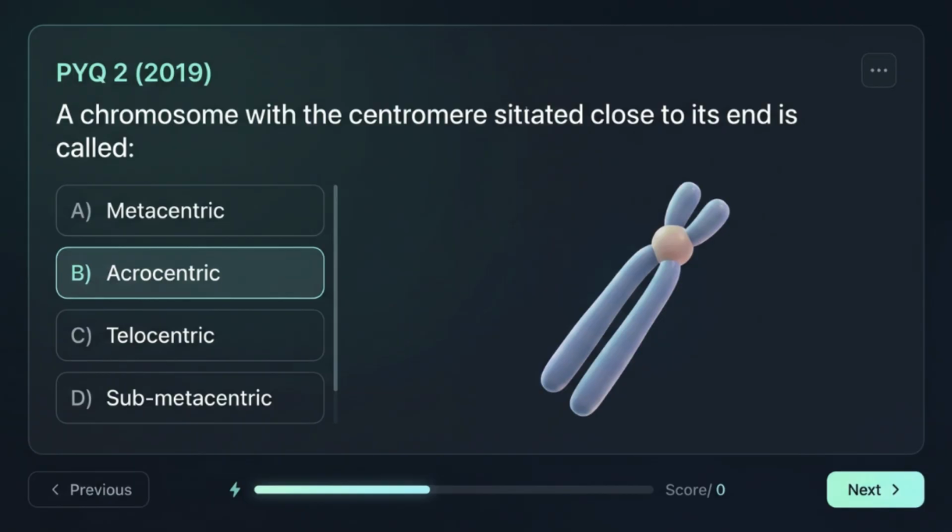Question 2. A chromosome with the centromere situated close to its end is called 3, 2, 1. Be careful, close to the end, not at the end. The answer is B, acrocentric. Telocentric is at the absolute terminal end.